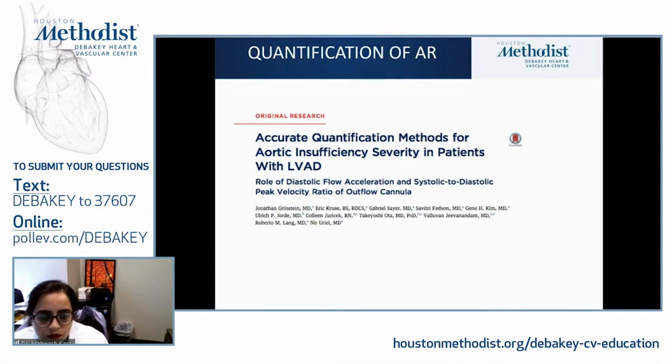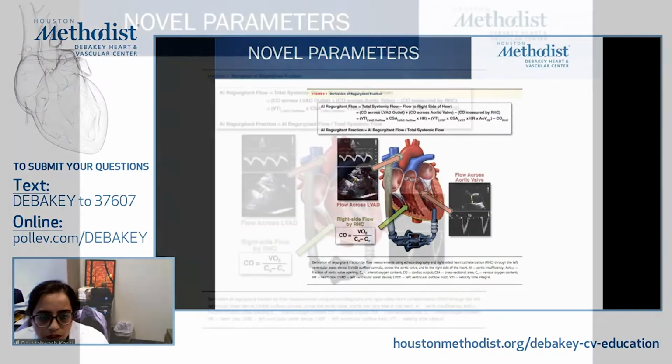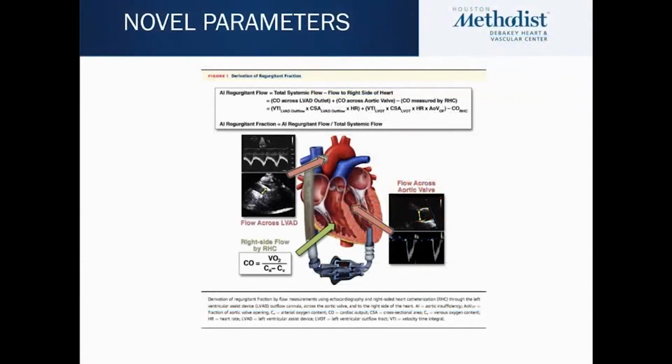Now, coming to a newer method to measure aortic insufficiency: the diastolic flow acceleration and systolic to diastolic peak velocity ratio at the outflow cannula. That was done by Dr. Reel and his group. They calculated the aortic regurgitation flow using both right heart cath and echo parameters. They looked at the total systemic flow using cardiac output across the LVAD outlet and the aortic valve, and then looked at the flow on the right side of the heart.